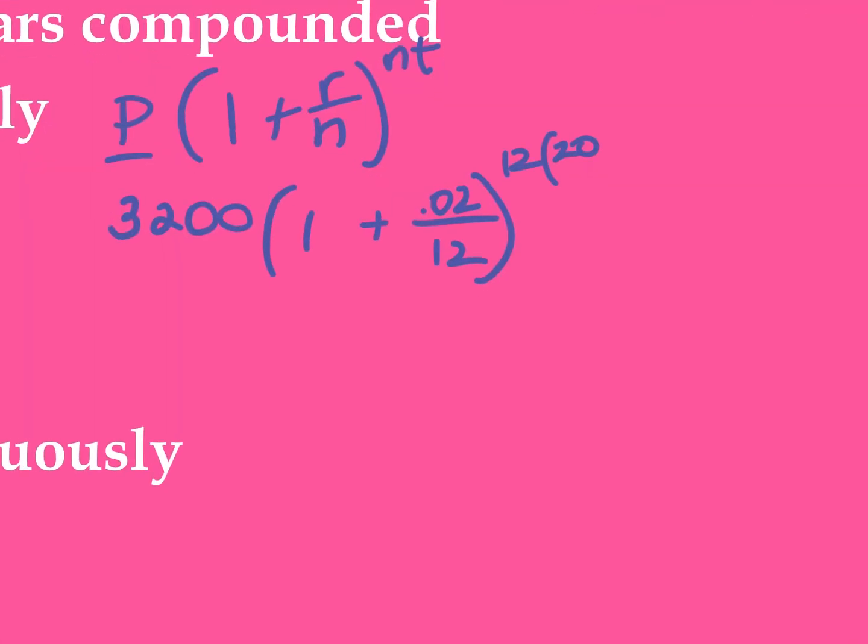So 3,200, open the parentheses, 1 plus 0.02 divided by 12, close my parentheses, raise it to the power of 12 times 20.